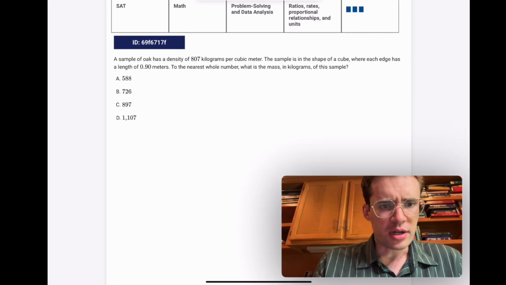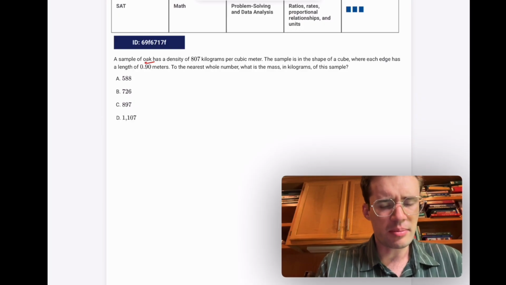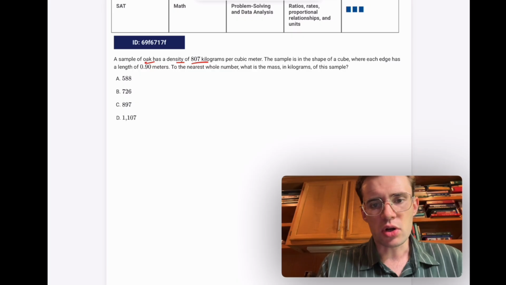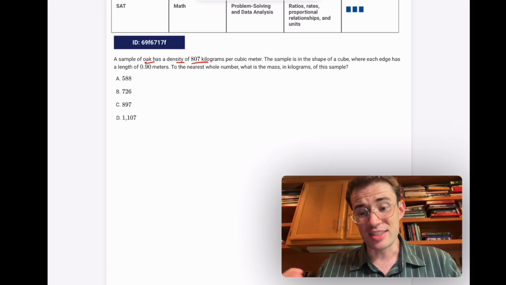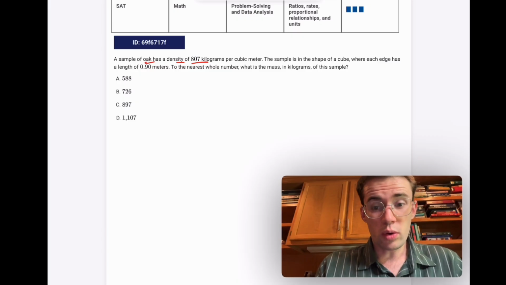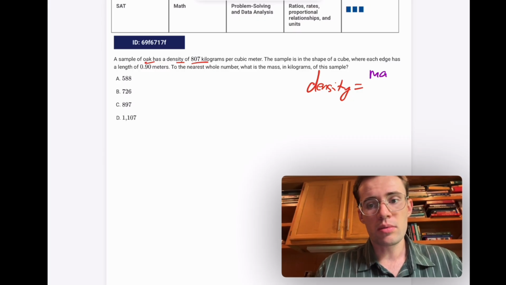We have another tree problem here. A sample of oak has a density of 800, all right, maybe it's not, it's from a tree. A density of 807 kilograms per cubic meter. All right, so I know there are a lot of density problems on this new digital SAT. And density, you do want to make sure you go in knowing this. Density is going to be equal to the mass divided by the volume.